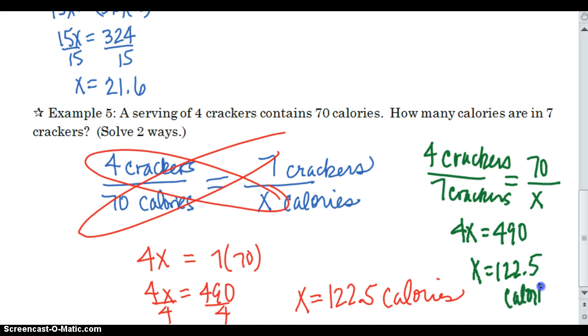So when you set up a proportion, listen to this. It doesn't matter if you mix it up. I know when we did dimensional analysis, we were very adamant that we wanted kilometers to cancel with kilometers and so on and so forth. But when we're talking about a proportion, it's how you want to compare it. Are you comparing crackers to calories or crackers to crackers? So there are 2 correct ways. Both ways are equally effective.